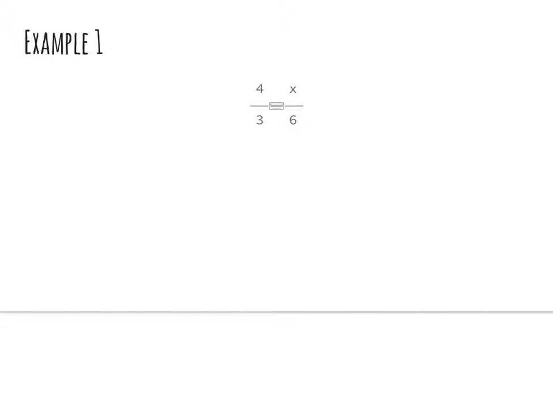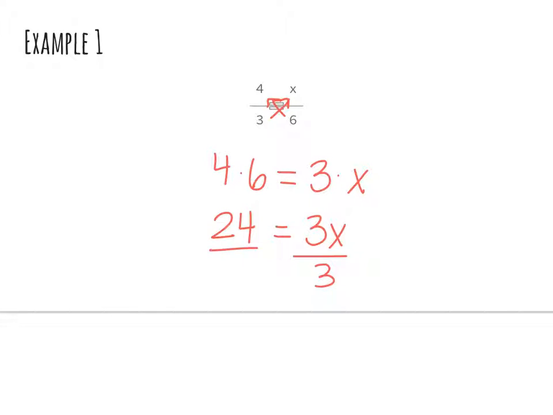In order to solve this proportion, we're going to cross multiply. So we have 4 times 6, and we set that equal to 3 times x. Well, 4 times 6 is 24. 3 times x is just 3x. Very simple equation to solve. We would just divide both sides by 3. So we get 8 equals x, and we're done. We found the value of x.